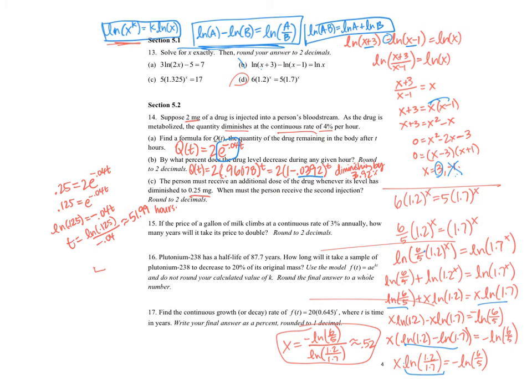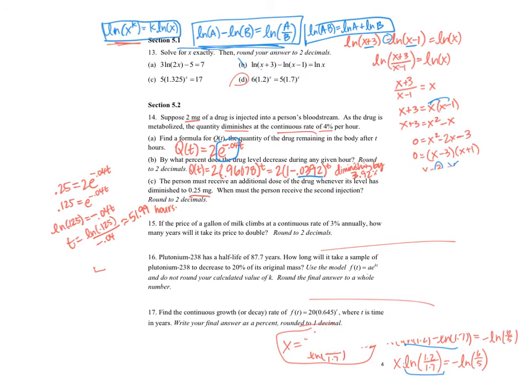If the price of a gallon of milk climbs at a continuous rate of 3% annually, how many years will it take for the price to double? Okay, so I'm looking for doubling time here. So I'm going to erase this stuff over here so we can compute it over here.